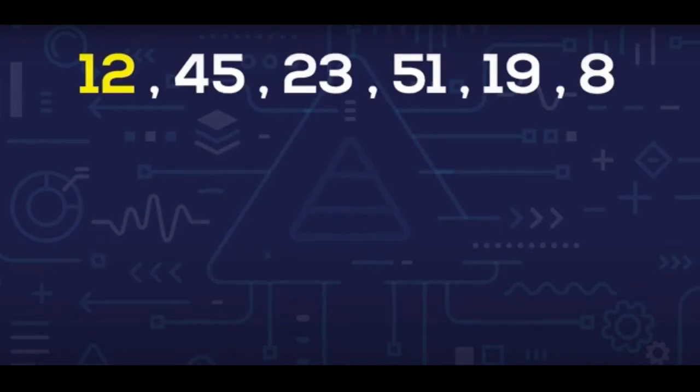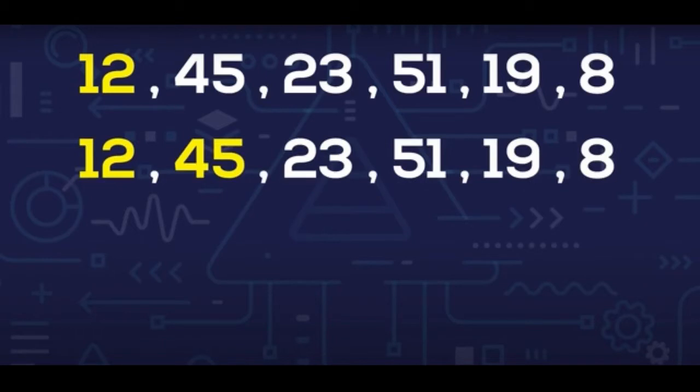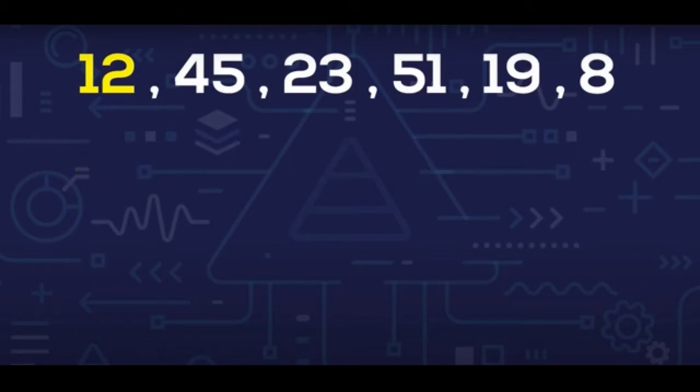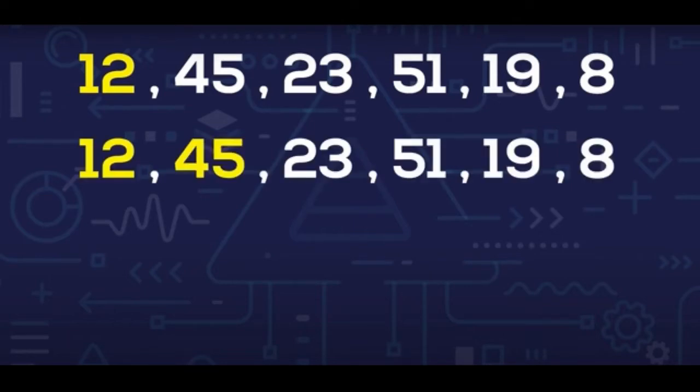Now we will see which element. So this is an array of size 6: 12, 45, 23, 51, 19, 8. This is an unsorted array, right? We have to sort it. So we will start from index 1, that is from 45. We will compare it with the left hand elements. So here it is 12. The left hand element is less than 45, so it will stay at the same position and will not change.